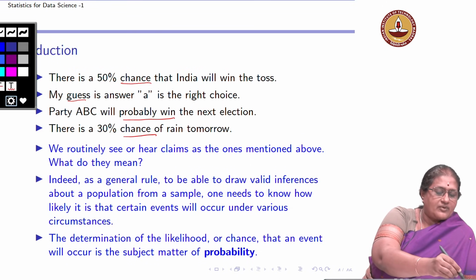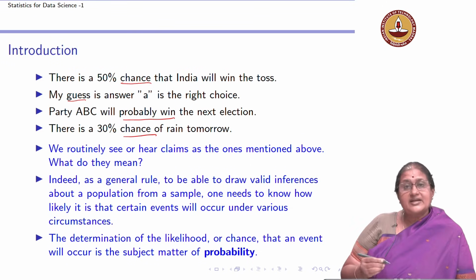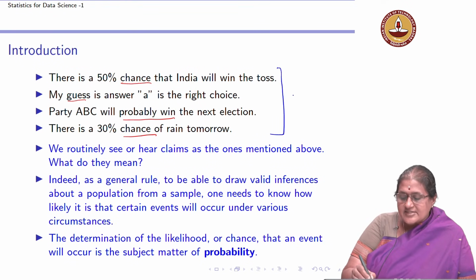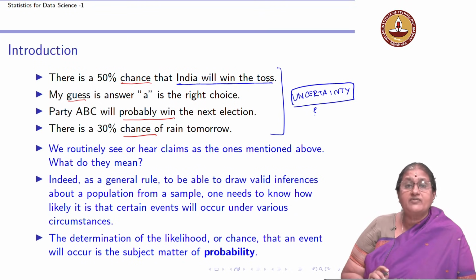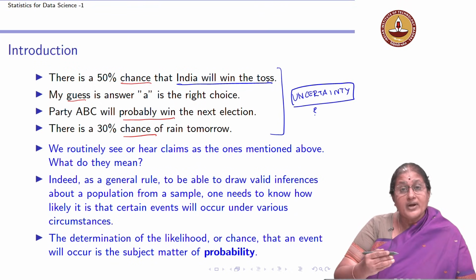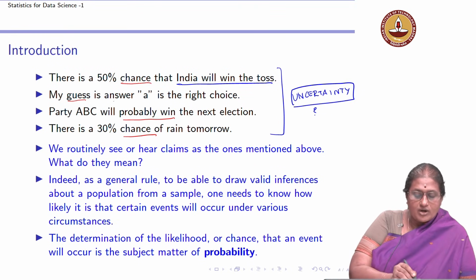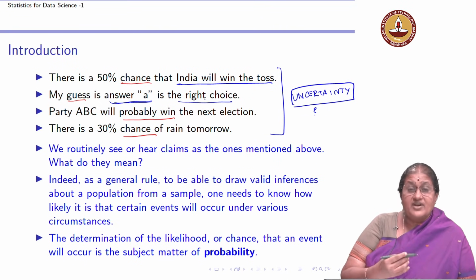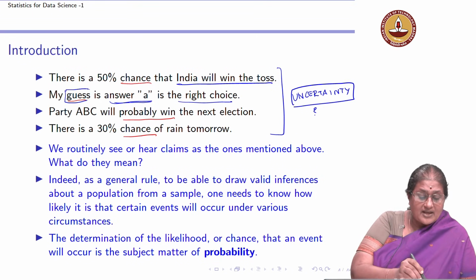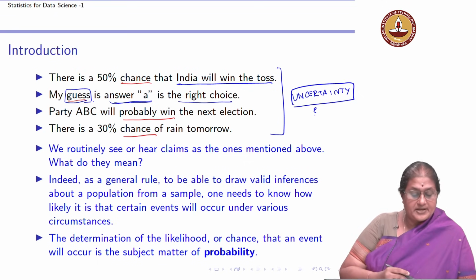So, what we see immediately is that there is an element of uncertainty. What do we mean by this element of uncertainty? We are not sure or certain that India will win a toss. India could win, could not win. So, the outcome is uncertain. I am not confident that answer A is the right choice. I am guessing. Whenever I guess, I am not certain. The uncertainty element is there.